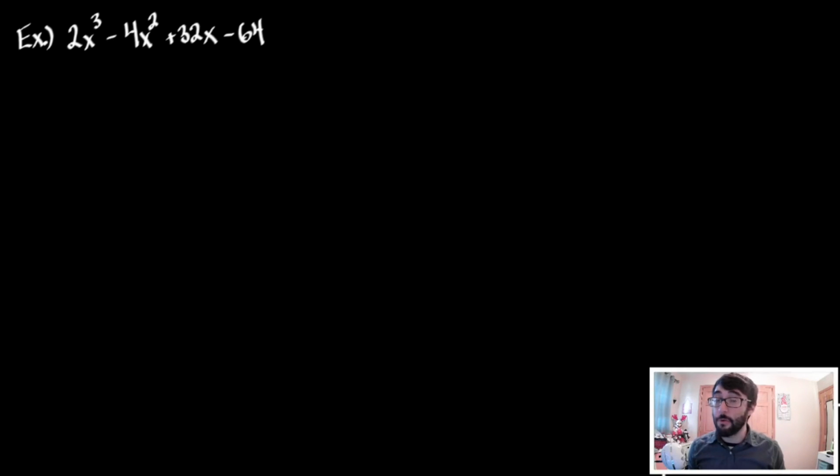First thing you should always look for is greatest common factor, and there is one. I can factor out a 2. All these numbers are even. So I'm factoring out a 2, and that's going to leave me with 2 times x cubed minus 2x squared plus 16x minus 32. And now I can factor by grouping inside.